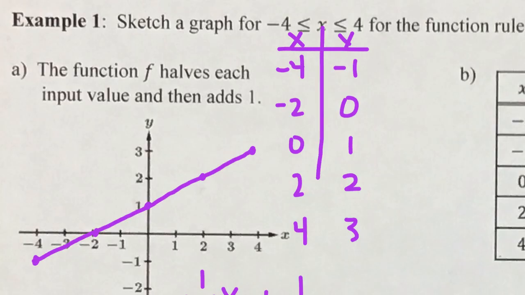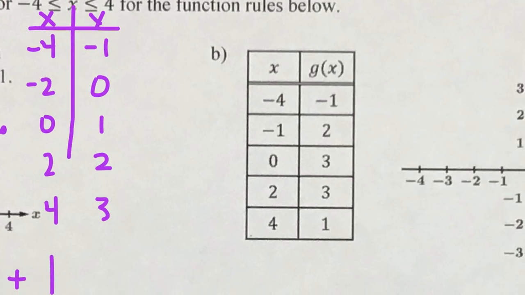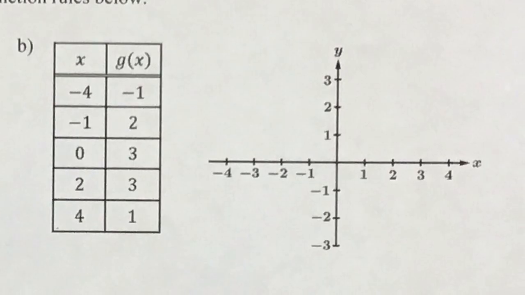Okay, so our next one, it gives us a table already. So we just have to plot these guys. -4, -1, that was the same point as before. -1, 2, well that's way up here. 0, 3, 2, 3, and 4, 1.